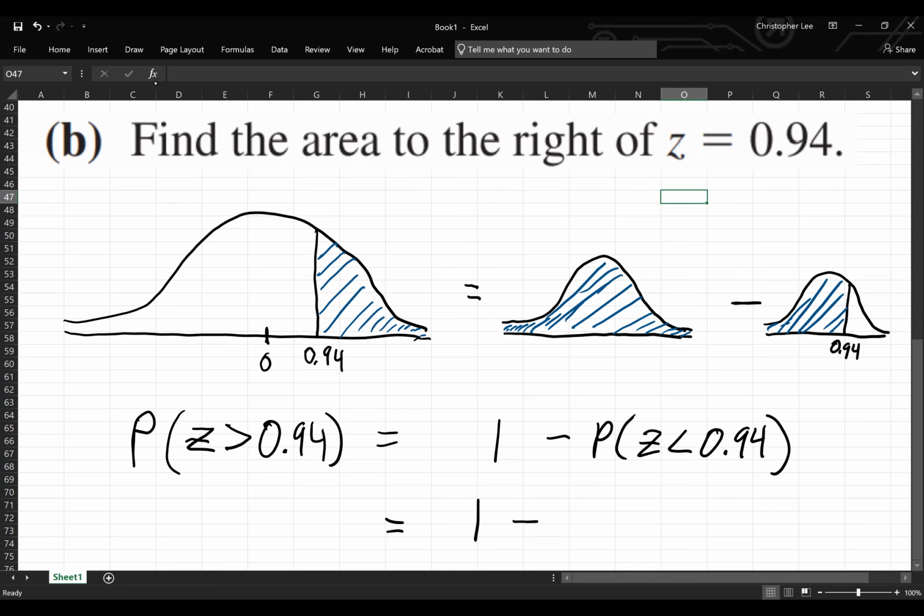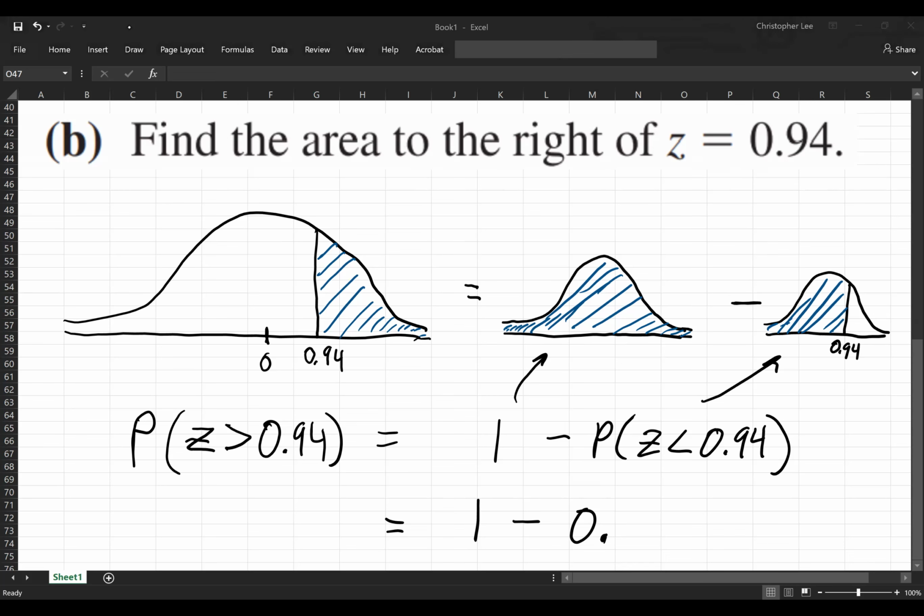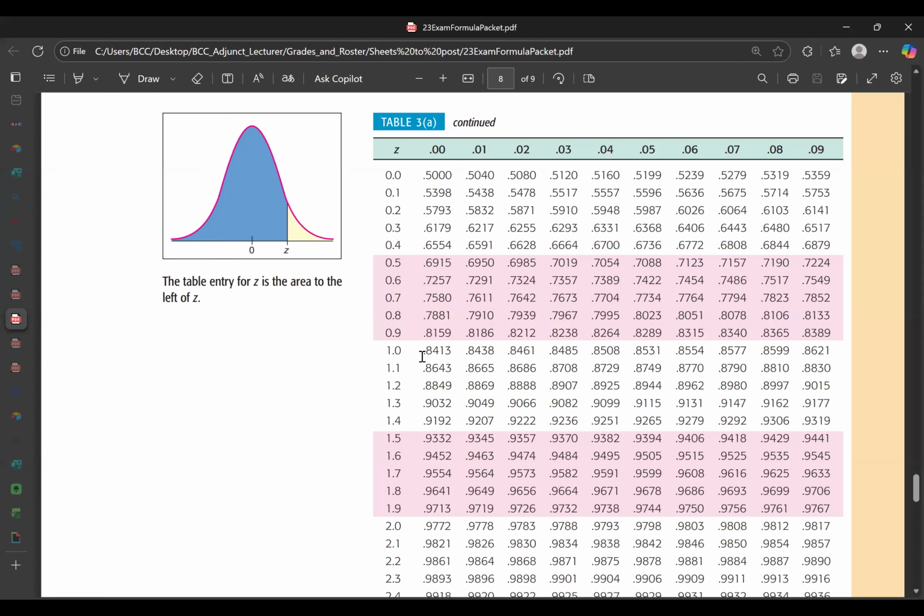So this is gonna be one minus 0 point something. The one is this part, and then this is that. So now I just gotta look up 0.94 in the table, to the left. That is positive, right? 0.94. 8159, all right, let me check.